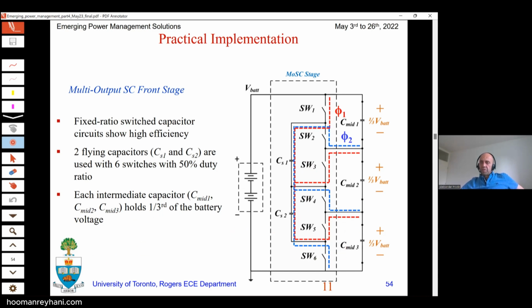Each of these caps here has 1/3 of the voltage, and the same applies for the flying capacitors. Both flying capacitors have 1/3 of the bus voltage. Now the red and blue lines show the switching sequence. Initially, during the first phase, switched capacitors CS1 and CS2 are charged, and then during the second phase, they transfer their energy to the output caps.